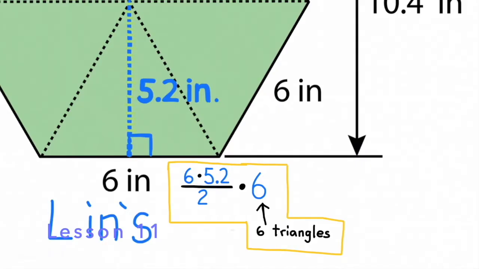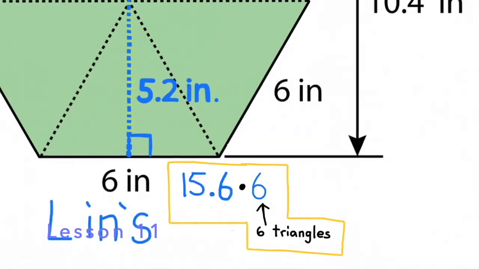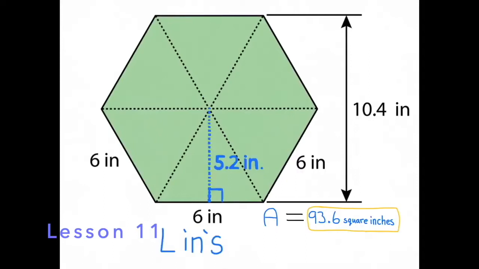3 times 5 is 15. And 3 times 2/10 is 6/10. The area of each of the triangles would be 15 and 6/10 square inches. And since there are 6 of these triangles, we need to multiply 15 and 6/10 times 6. 15 and 6/10 times 6 equals 93 and 6/10. So the area of this hexagon is 93 and 6/10 square inches.